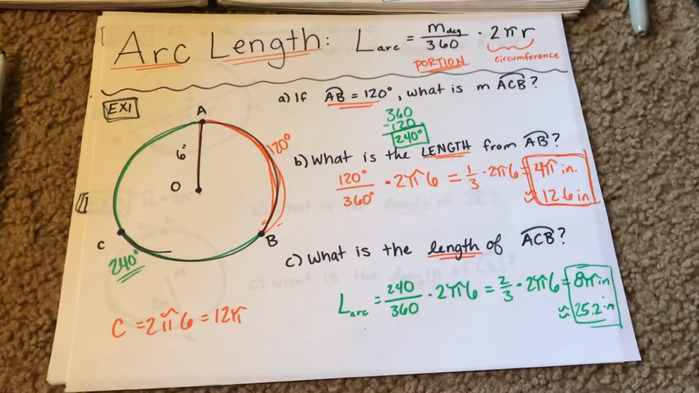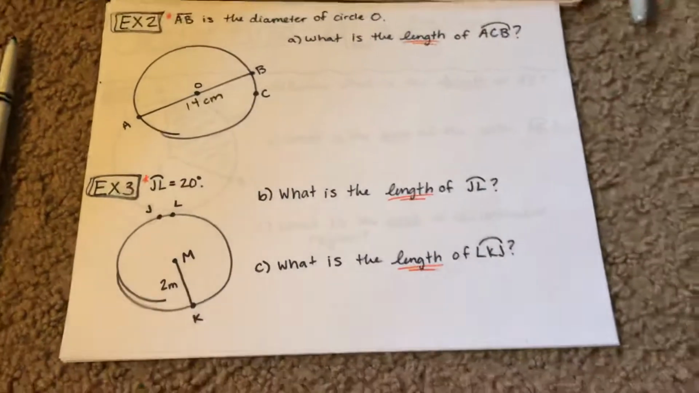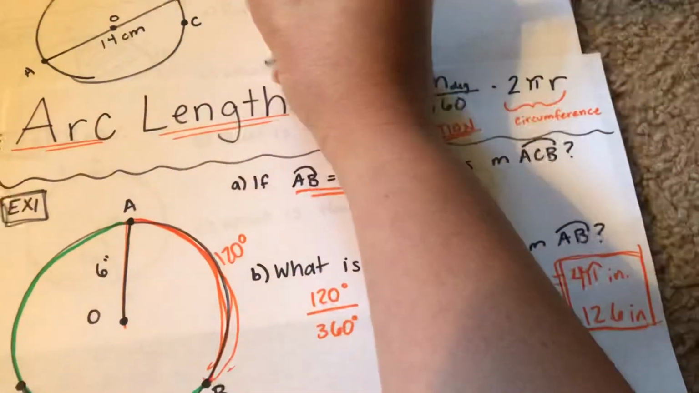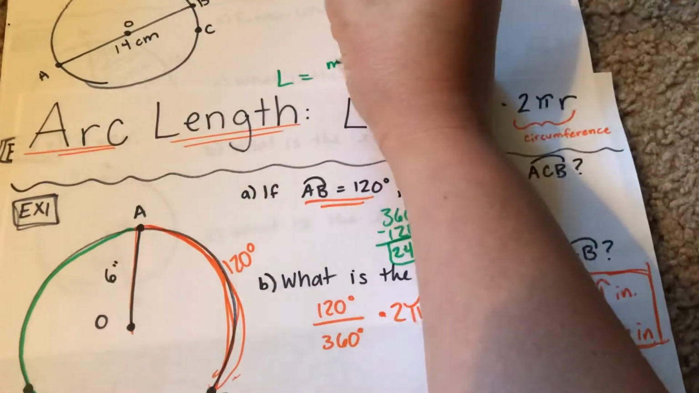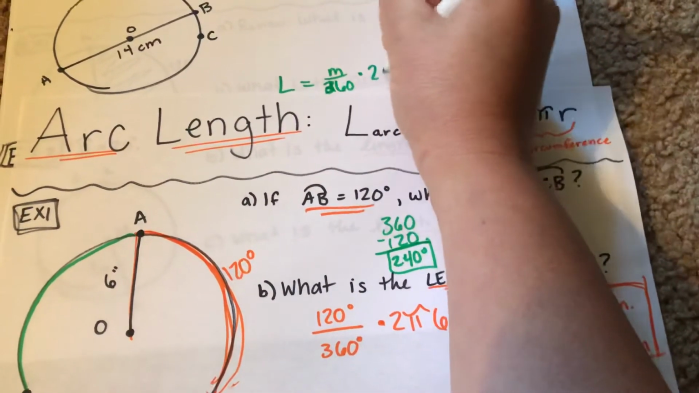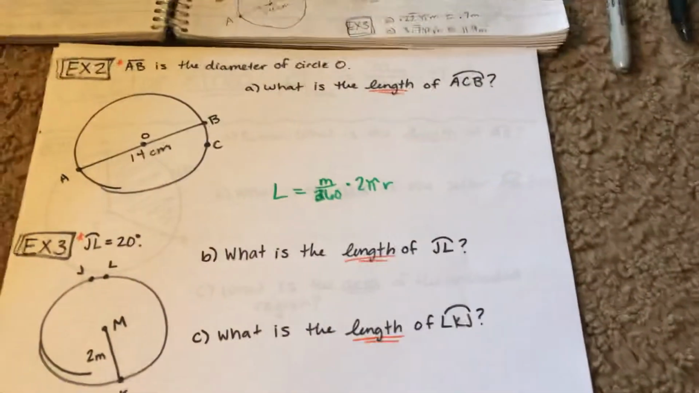We'll go through 2 more examples here for you. So if we're looking at this, we're doing the same idea. I'm just going to write up here L equals m over 360 times 2 pi radius. We still have that on here. We can use that for all our questions.